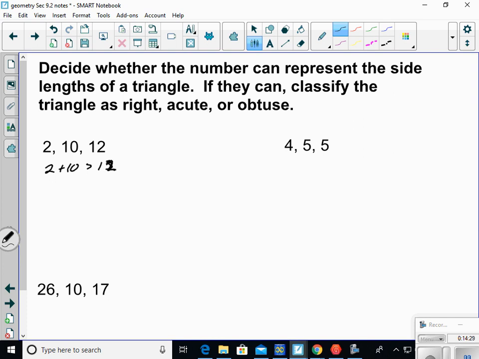And 2 plus 10 is 12. And is 12 greater than 12? It is not. Since 12 is not greater than 12, it's the same. This is not a triangle, so we don't even check that one to see if it is a right, acute, or obtuse, because it's not a triangle at all.